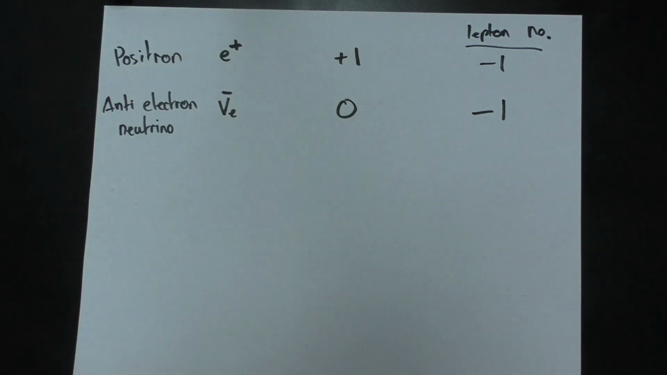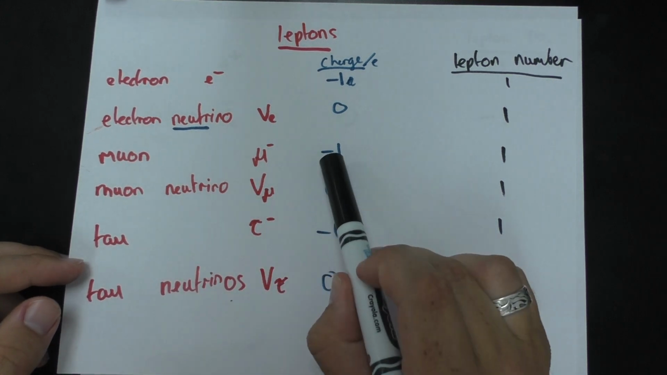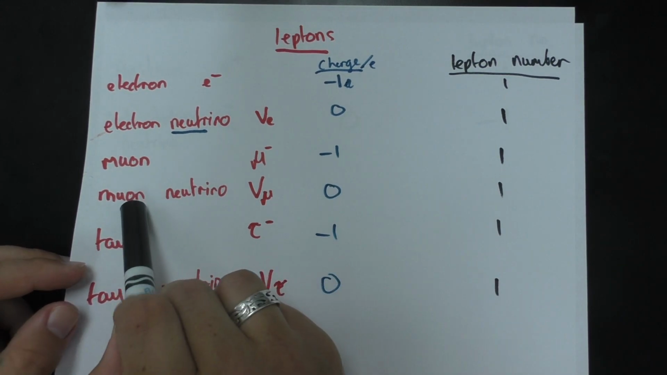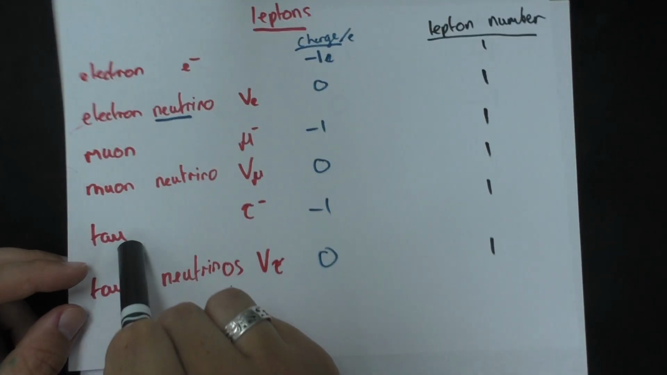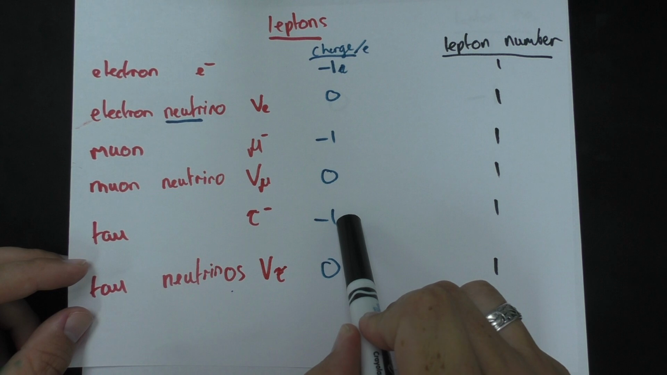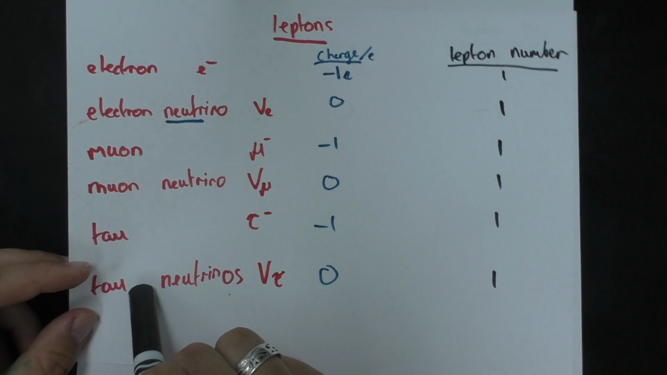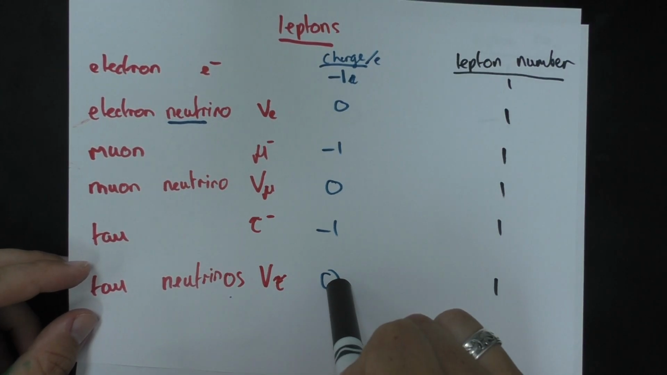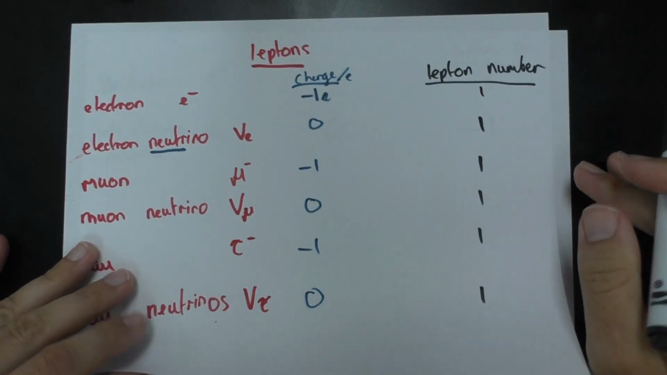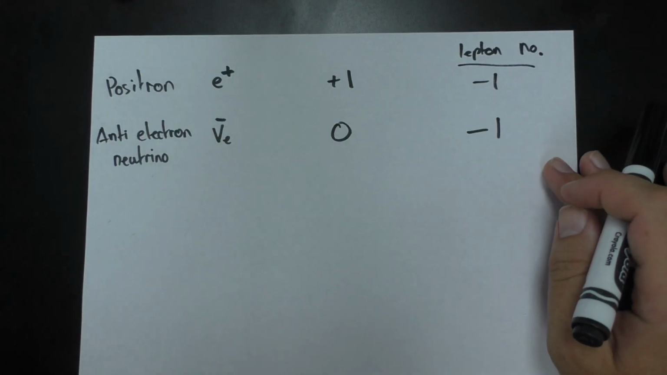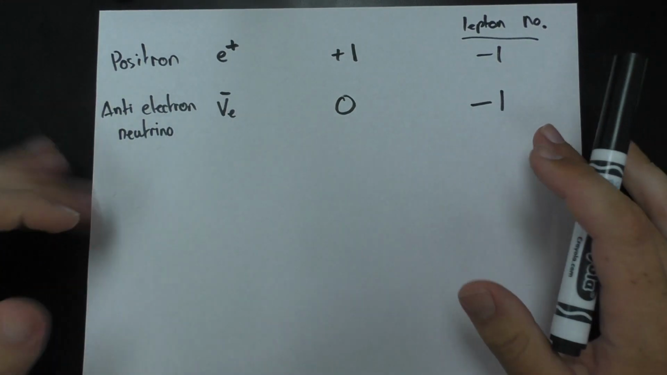So let's just take you back to this other page again. The rest of the particles follow suit. You get antimuons, +1, -1. Antimuon neutrinos, 0. Obviously the bar at the top, -1. Anti-tau, +1, -1. Anti-tau neutrino, bar over the top, 0, -1. So hopefully you're seeing how we can look at antiparticles and utilize them to explain different properties.